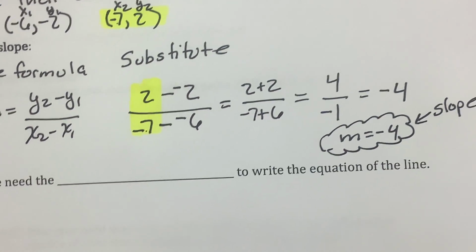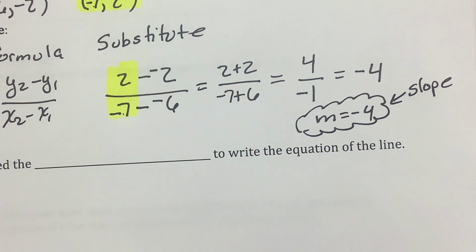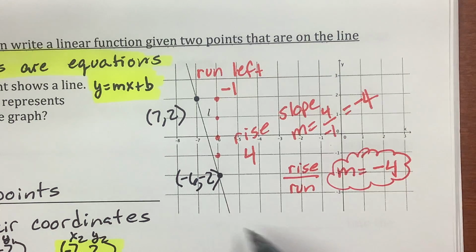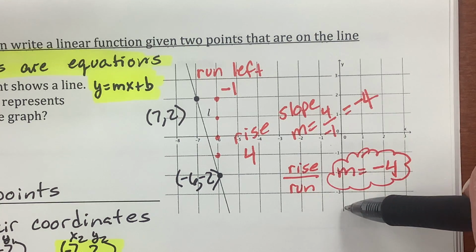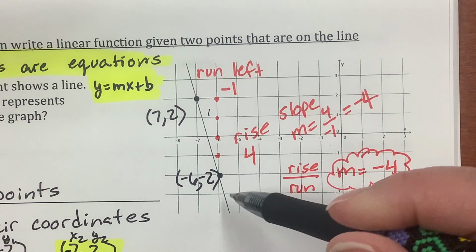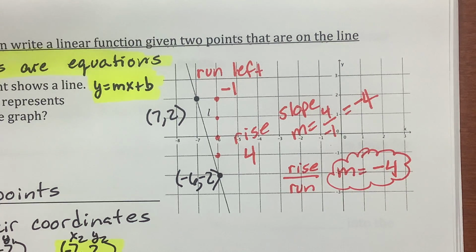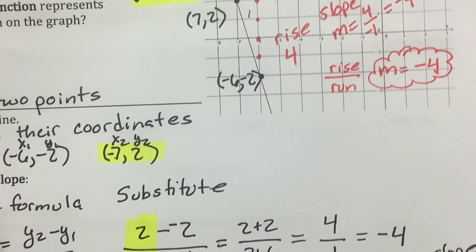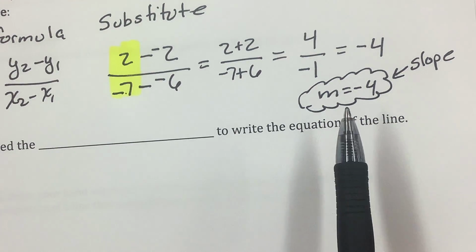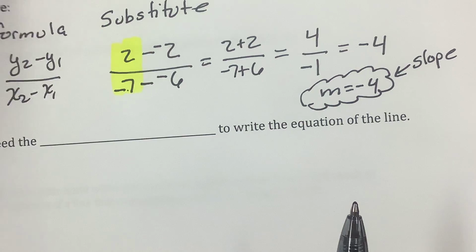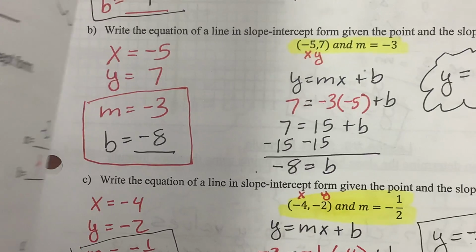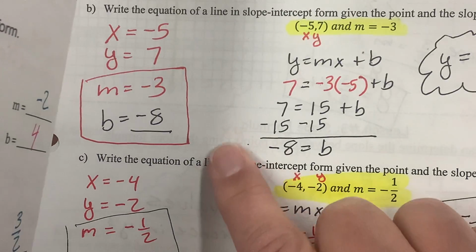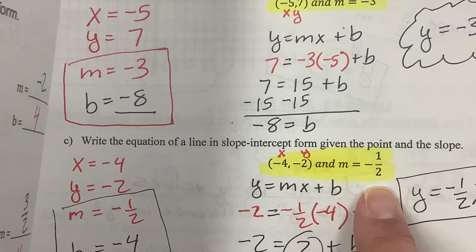Except, what do you need to write an equation? Well, I know I need the slope. I also need the y-intercept. I can't find the y-intercept from this graph, but I can find the y-intercept from the slope and a point. So how do I do that? Again, I have to look back in my notes. Write the equation in slope-intercept form. Okay, I can find it from one point and a slope.